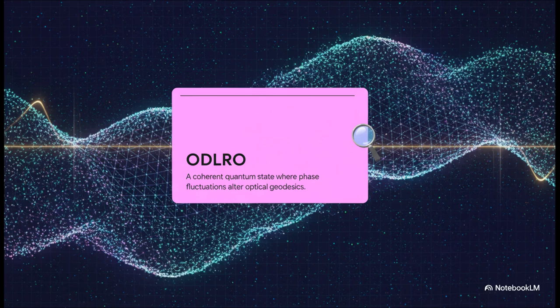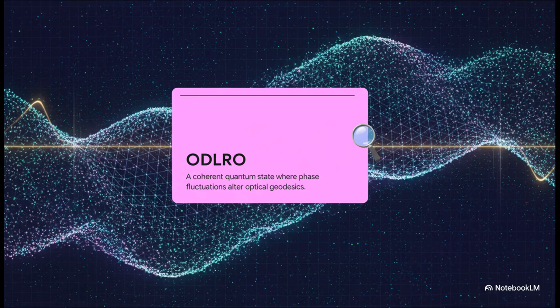Now, you might be wondering, how do we even begin to connect the quantum world with gravitational effects inside a piece of lab material? Well, it all comes down to a concept that is absolutely central to Jack Sarfati's theoretical framework. It's called ODLRO, or off-diagonal long-range order. Think of it kind of like a massive synchronized swimming team. When a material achieves ODLRO, billions of microscopic magnetic particles, which we call magnons, stop buzzing around randomly and actually start moving perfectly together as a single coherent quantum wave.